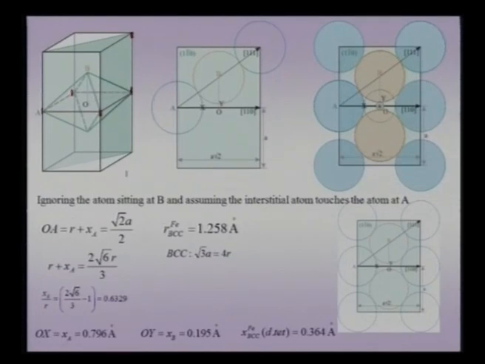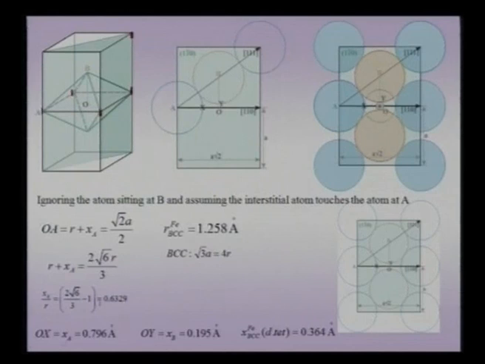So, now my OA is R plus XA. This is my atom at X, which is now the expanded atom, is equal to root 2A by 2, and R plus XA is equal to 2 root 6 by 3 R. Now, writing in terms of R, which is for the BCC crystal, I can calculate XA by R to be 0.6329.